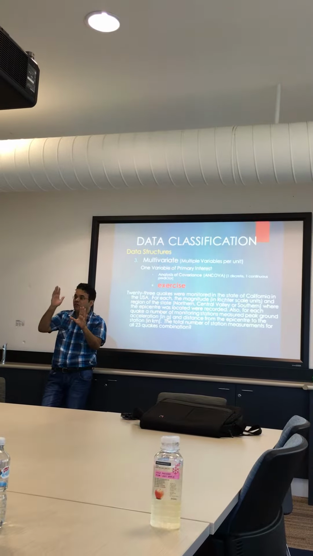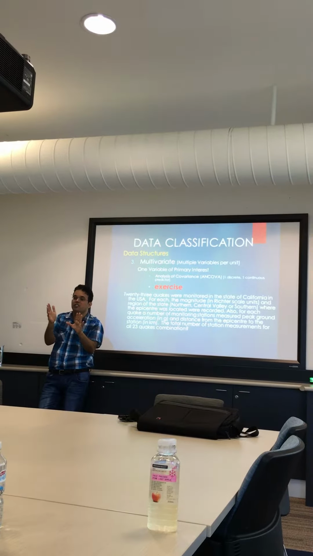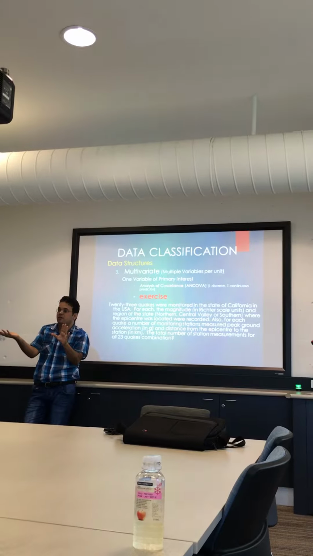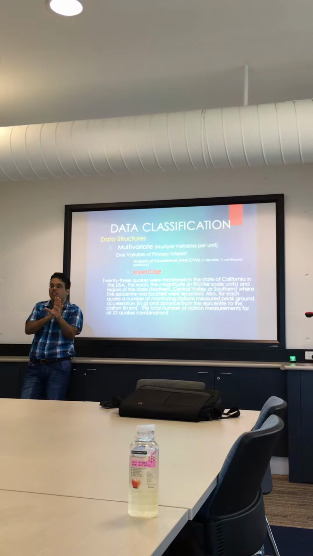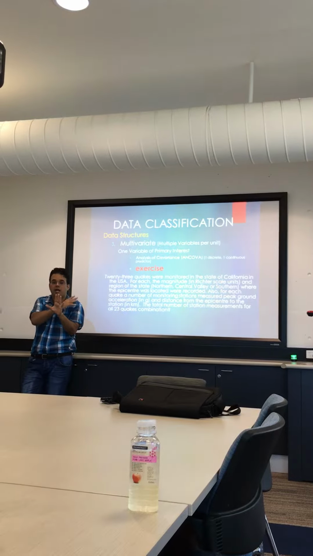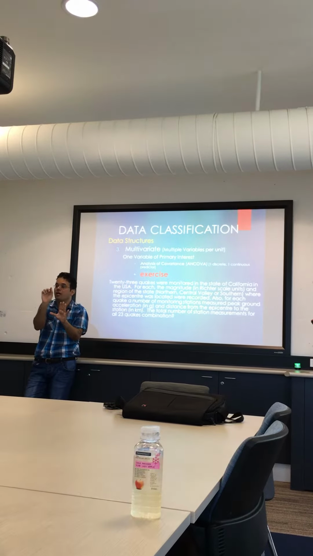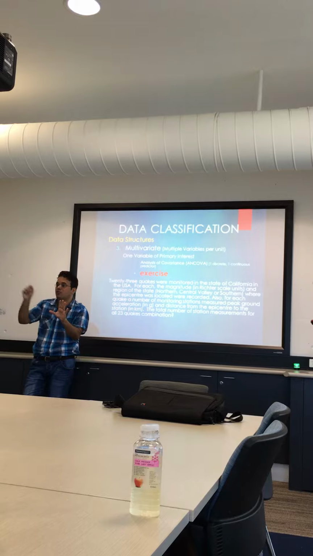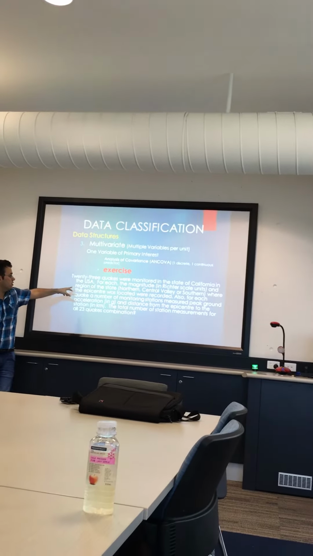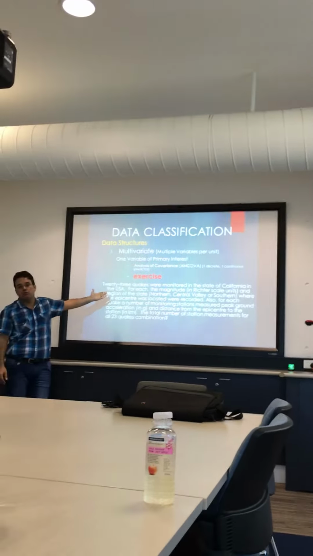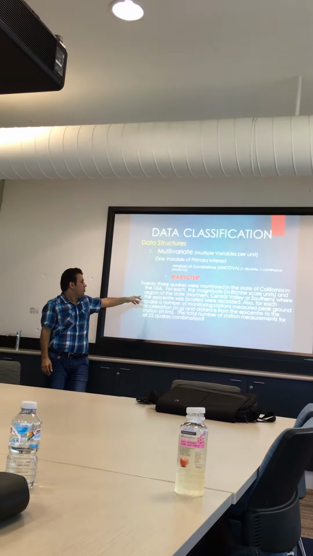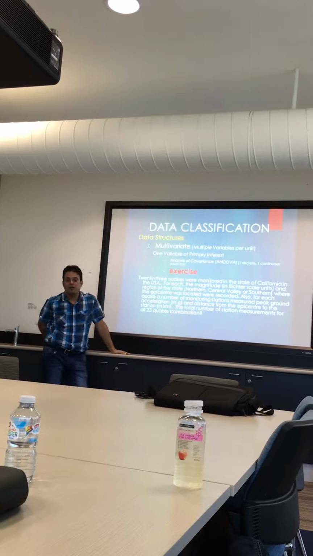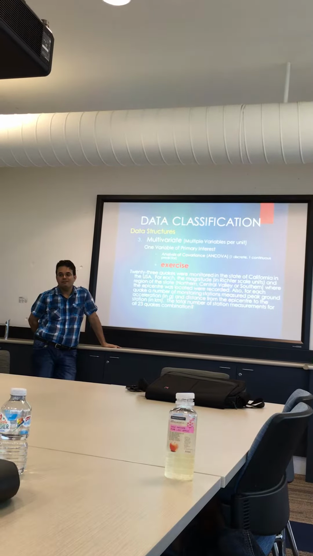Discrete means I have like one person, two persons. I can't say one person and a half. This is discrete. Continuous, like magnitude, I have decimal points like 1.3, 1.6, 1.7. So the magnitude could be 1.6, 1.10. So this is continuous.